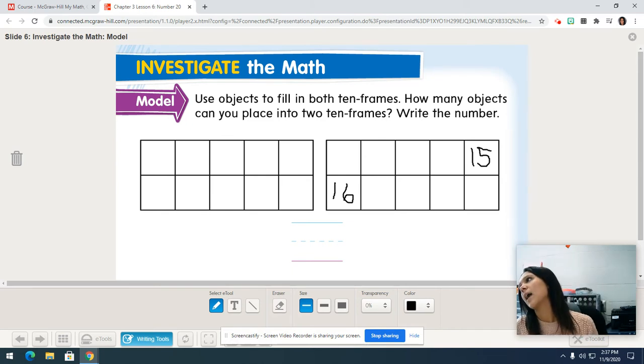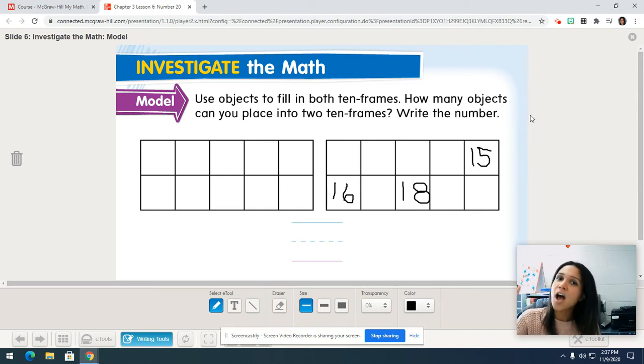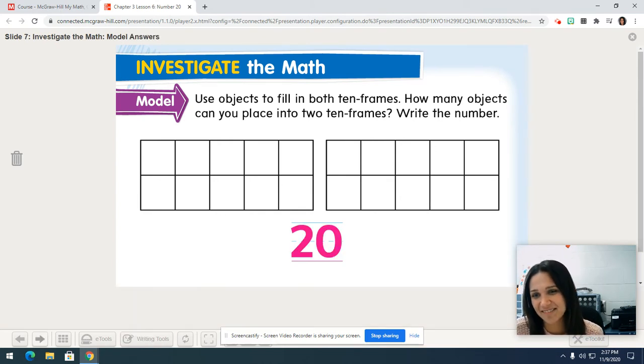Let's try one more. Echo me 18. Okay, I know it's a teen. So what number am I going to put? A 1. 18. What other number do I hear? 8. Good. So a 1 and an 8, and that makes 18. Awesome. All right, let's get started for today.